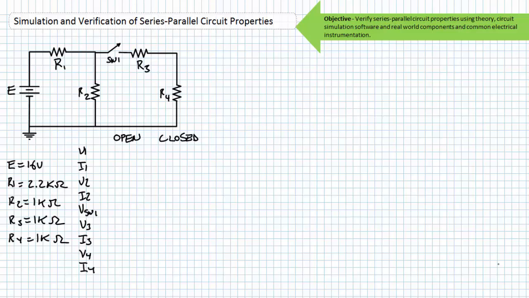Our first task is to analyze a basic series parallel circuit consisting of a single source, a switch, and 4 resistors. In this case, E is a 16-volt source, R1 is a 2.2 kilo-ohm resistor, and R2, R3, and R4 are all 1 kilo-ohm resistors. Between the junction of R1 and R2 and R3, let's introduce an SPST, single pole, single throw switch called SW1.